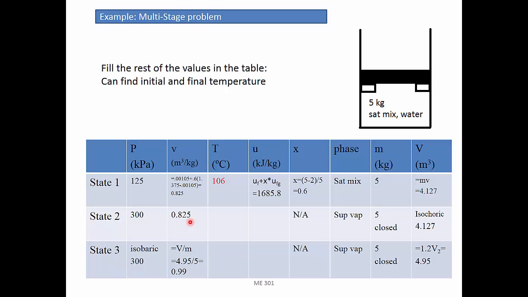For state 3, the piston has risen, so the pressure is 300 kilopascal. The volume is given to be a 20% increase, so it's 4.95 meter cube. Mass stays constant since the system is closed, so I can find my specific volume. With two intensive properties, I should be able to find the rest of the missing properties.